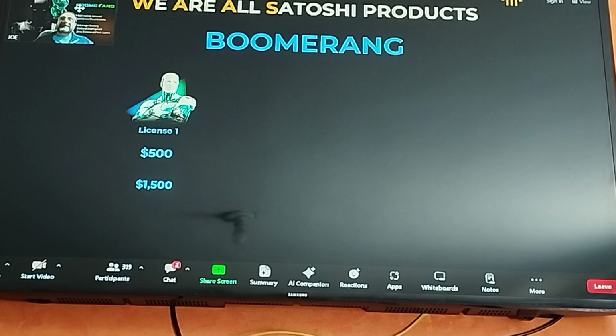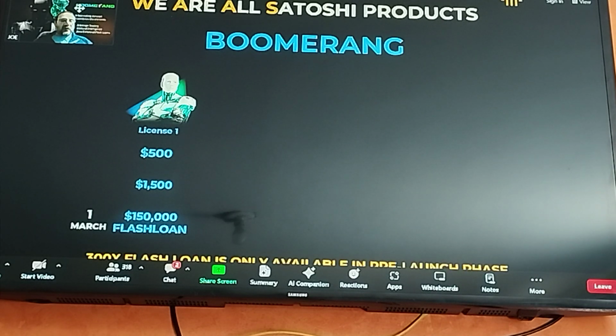for you to be able to test it, see it for yourself, see these profits landing live in your MetaMask, for you to be able to demonstrate to your friends and family. And license one comes with $1,500. And then on the 1st of March, you'll get $150,000 of trading allowance. All licenses purchased between now and March get 300x leverage.